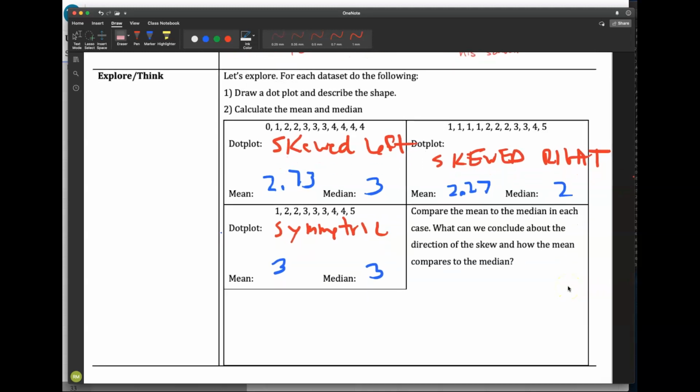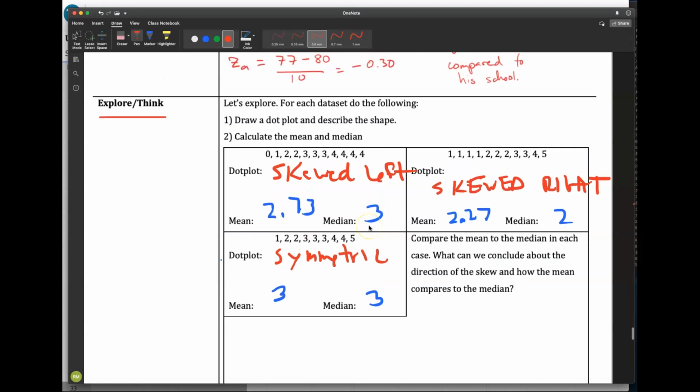Let's continue on with section 2.7 here. We're going to take a look at a short exploration where we analyze the median and mean to make a comparison between what happens to the mean and median under various types of distribution.